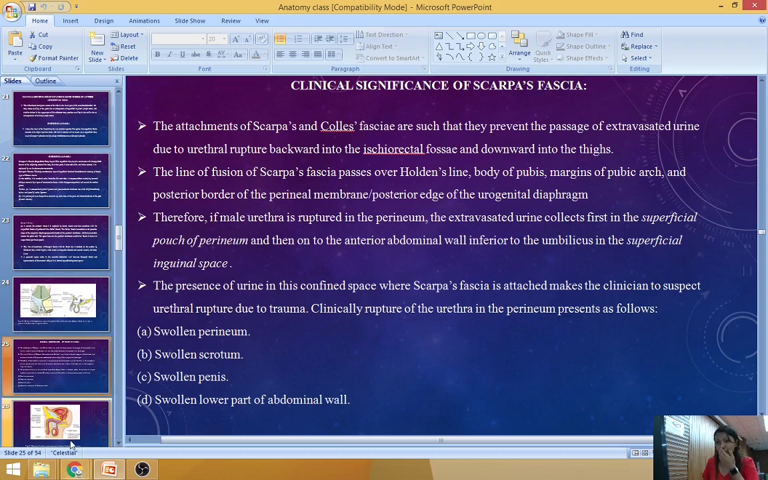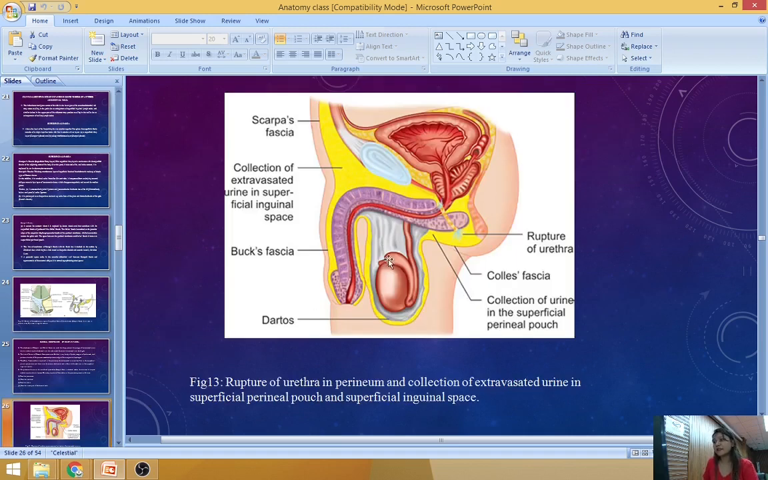Now, why am I talking about the Holden's line again and again? Because see, this is the Colles' fascia. This lining is the Colles' fascia, and here we have the urethra. And there is an attachment of Scarpa's fascia with the fascia lata, that is the Holden's line. So if there is any injury or rupture in the urethra, the urine will extravasate. This yellow is all the urine, it will surround the scrotum, the penis, the perineum, and the lower part of the abdomen.